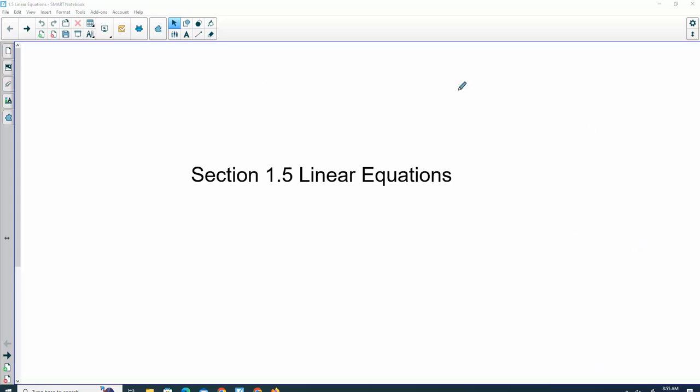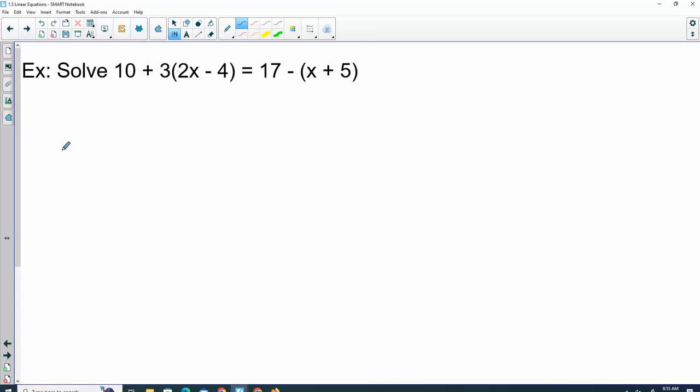If it's linear, that means it's just an x to the first. So we're going to be able to get an answer here. So let's say I gave you this problem and asked you to solve that.